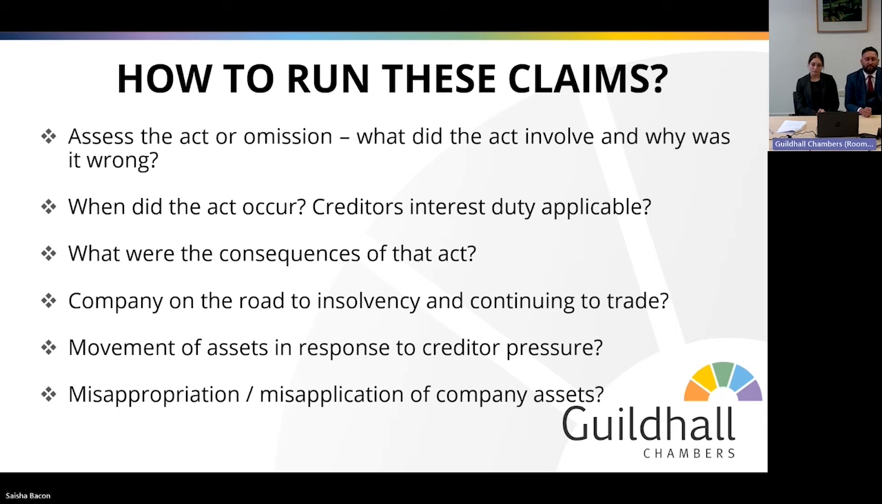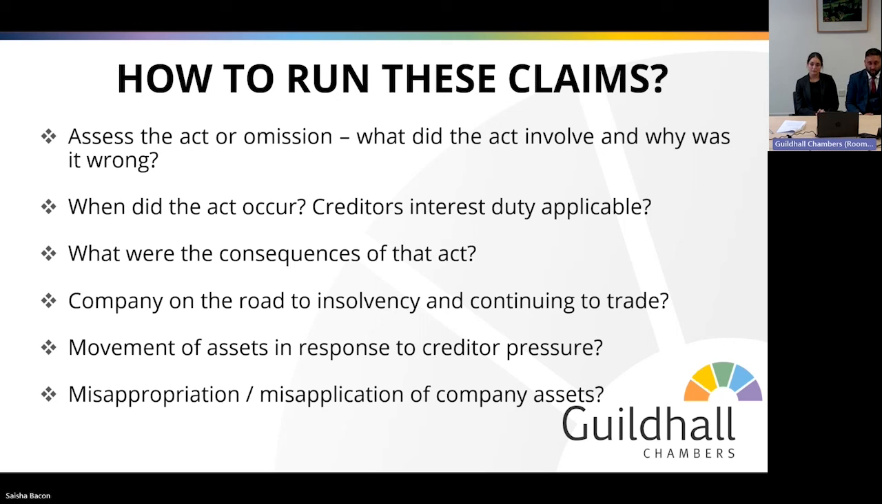You then want to stand back and look at when did this act occur? Did it occur during this twilight period where the creditor's interest duty might have been applicable? When we think about loss, we want to think about, well, what were the consequences of that act? What did it mean for the company? Why was it bad in that sense? Again, we can stand further back and look at the wider overall picture and ask ourselves, is this a company that was on the road to insolvency and simply just continuing to trade?